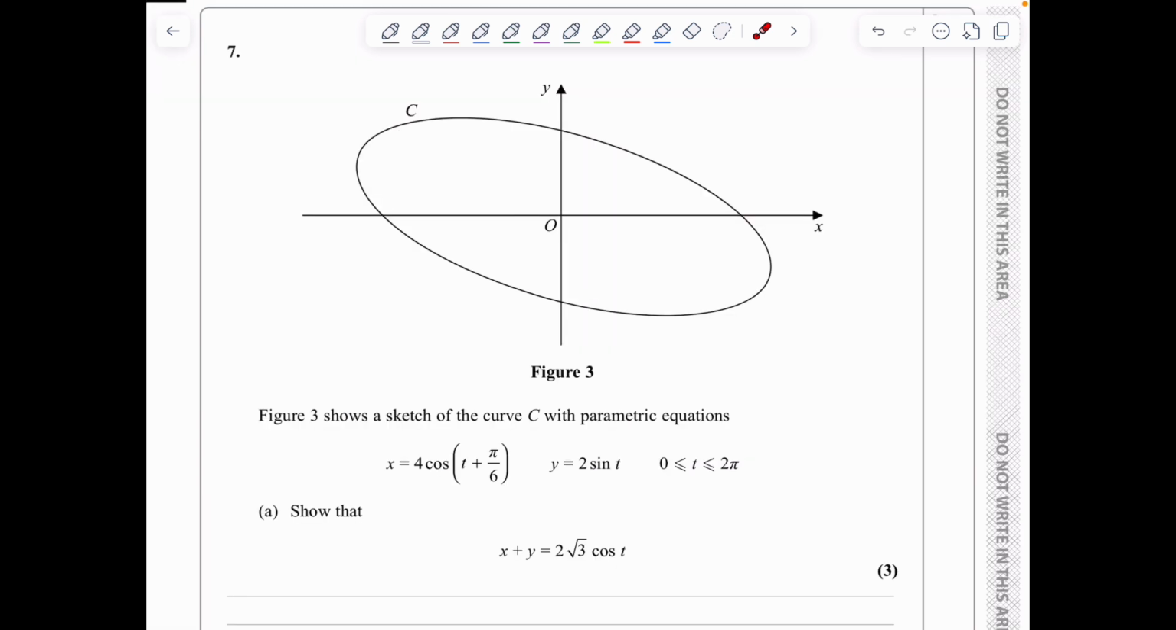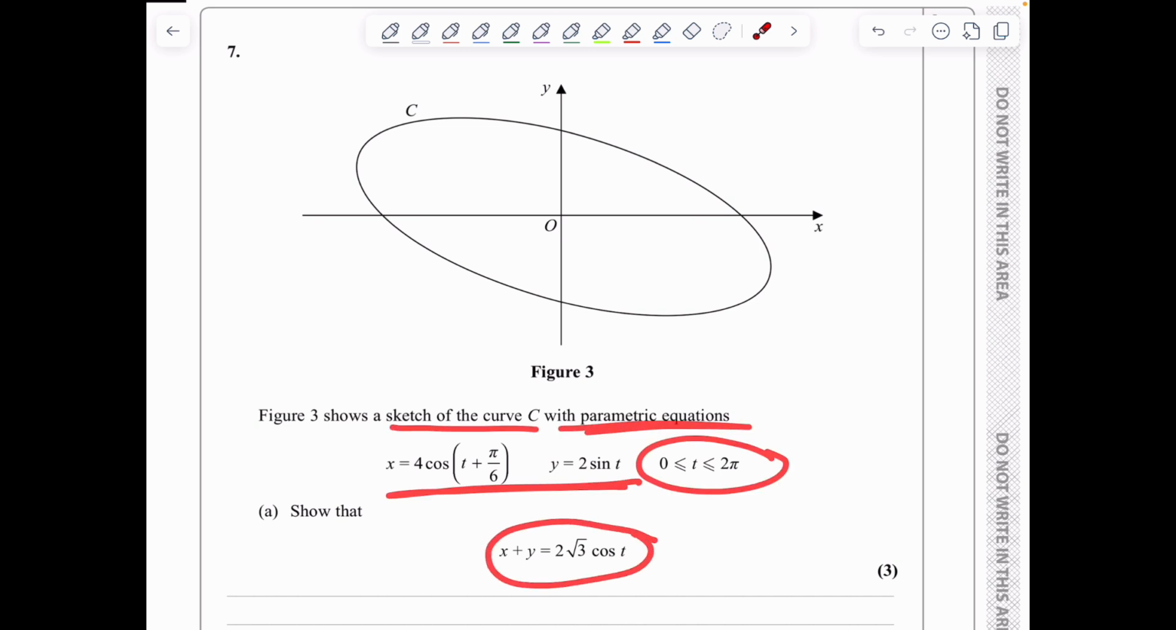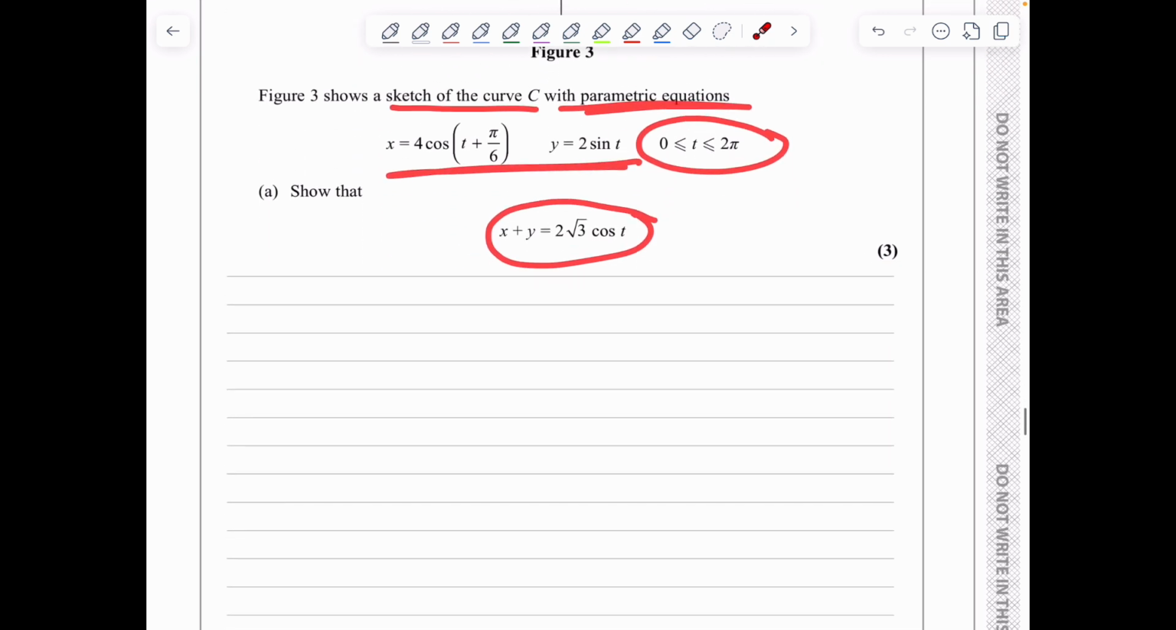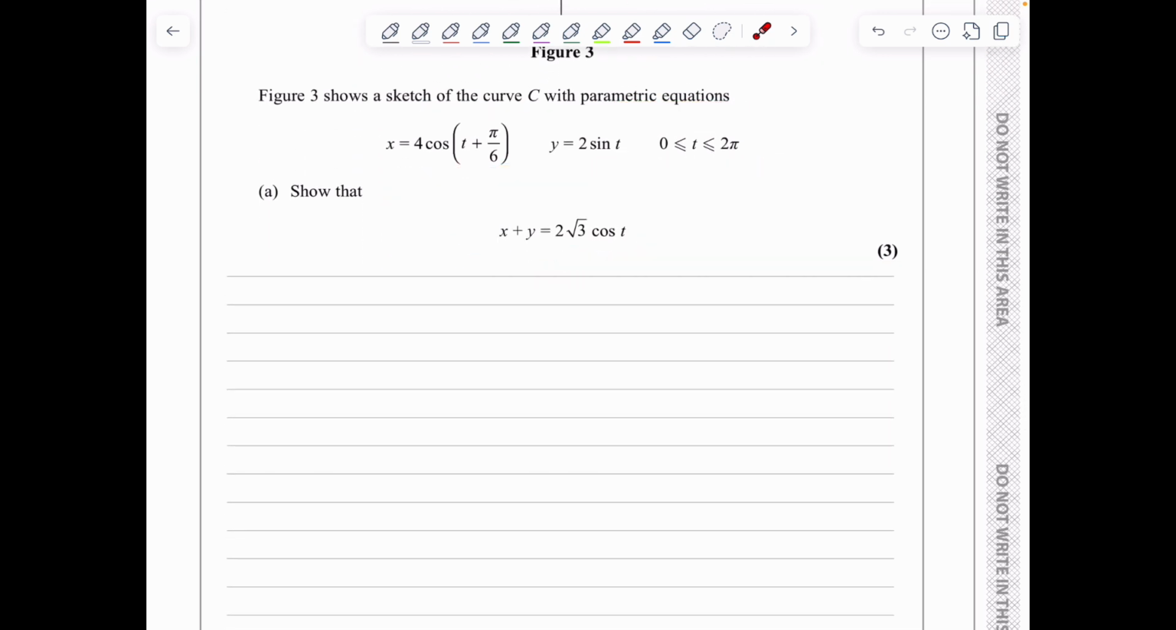In question 7, we are given a sketch of the curve C with these parametric equations. t is between 0 and 2 pi inclusive. We need to show that x plus y is 2 root 3 cos t. I will start by reminding ourselves of the compound formula for cos of (a plus b), which says that this is cos a cos b minus sin a sin b.